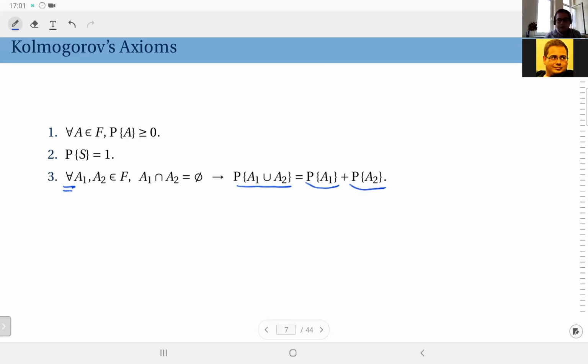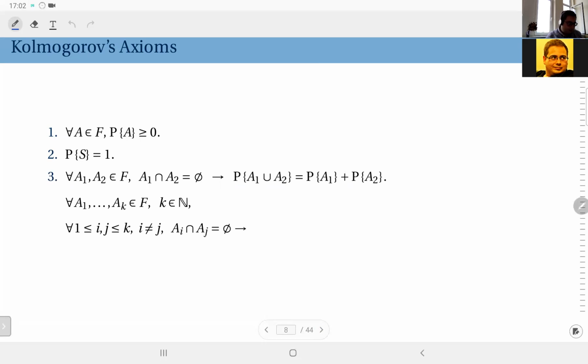But we can generalize this to more than two events. Here, let's say we have k events, A1 through Ak, k being any positive integer. And let's say they are all pairwise disjoint. So Ai and Aj, whenever i is different than j, are disjoint. So Ai intersection with Aj is empty.